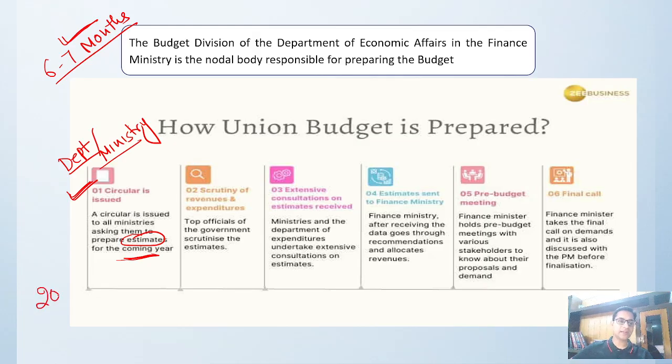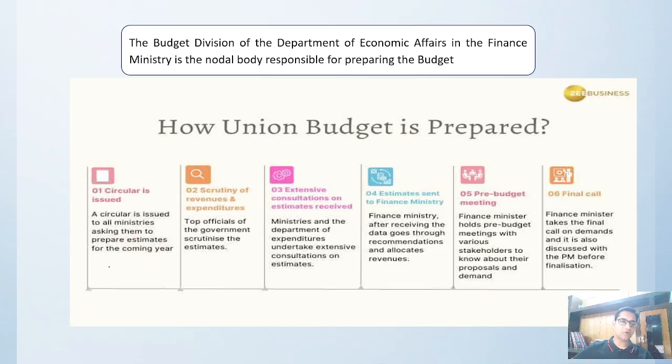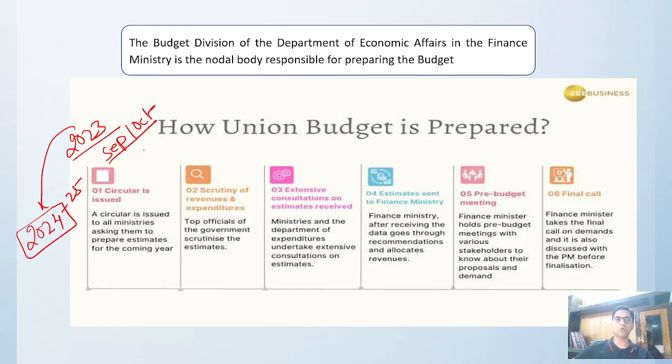That means if we are in 2024, they will be asking you, okay, you prepare for 2025. I'll just give you one example. Right now the year going on is 2024, so this budget process already started in 2023 for 2024-2025. Around September, October, this circular used to go to all ministries and departments, right?